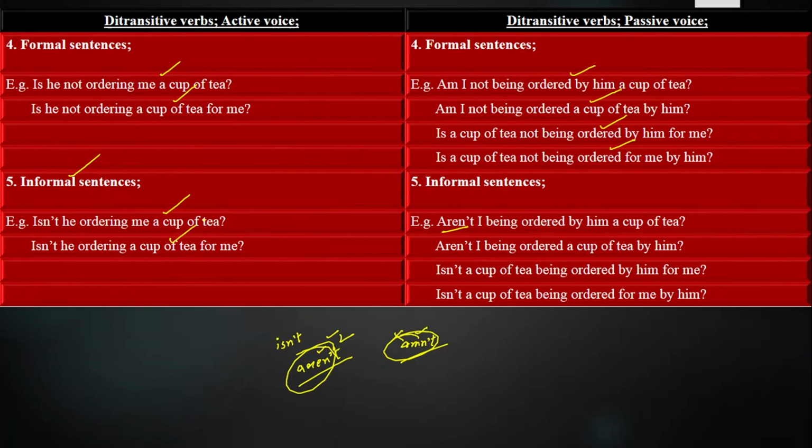Now, isn't he ordering me a cup of tea? Isn't he ordering a cup of tea for me? Ain't I being ordered by him a cup of tea? Ain't I being ordered a cup of tea by him? Isn't a cup of tea being ordered by him for me? Isn't a cup of tea being ordered for me by him?